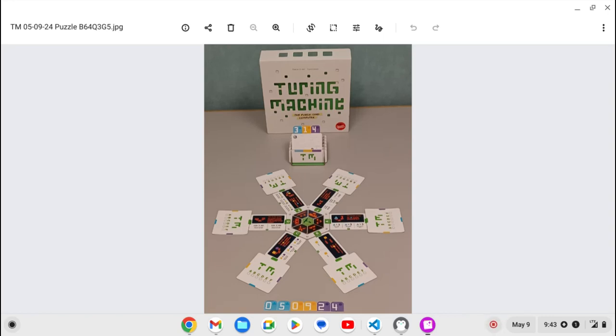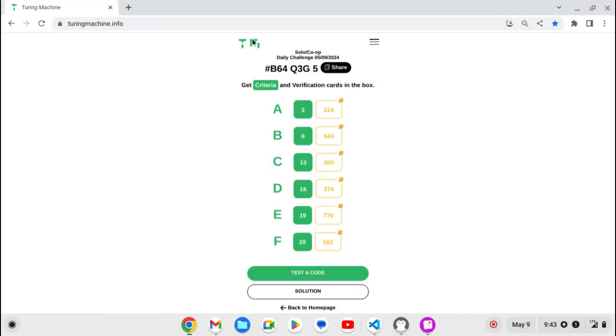Let's begin. Today is May 9th, 2024, and we're ready for the Daily Turing Machine Puzzle. Notice that we've already assembled our 6 criteria cards and our 6 verification cards. Remember, you can always go to turingmachine.info and generate the daily puzzle. Here again are our 6 criteria cards, and we're using the yellow or orange classification verification color. Let's look at our puzzle.